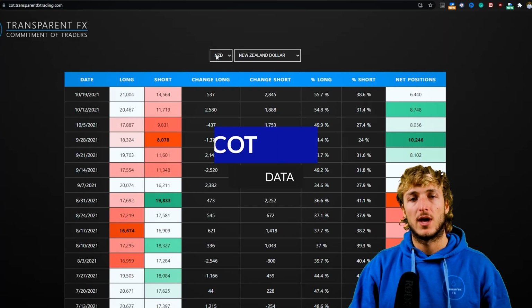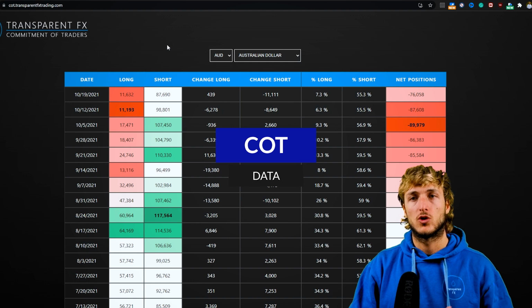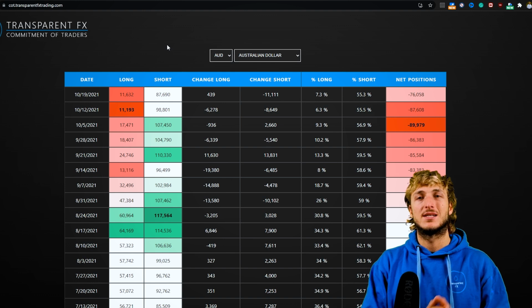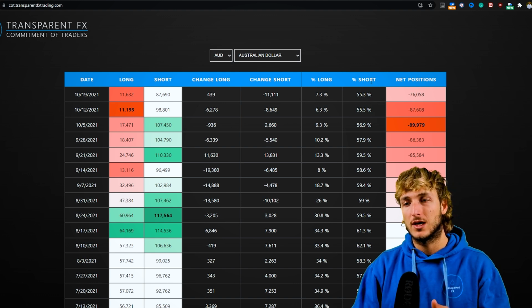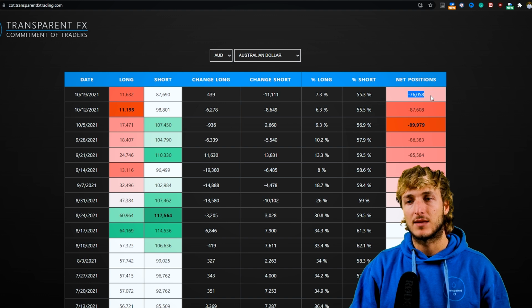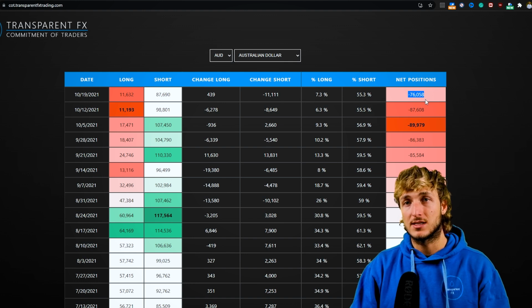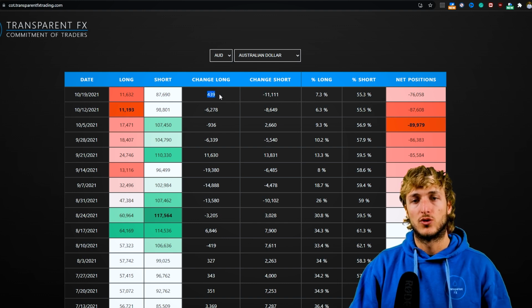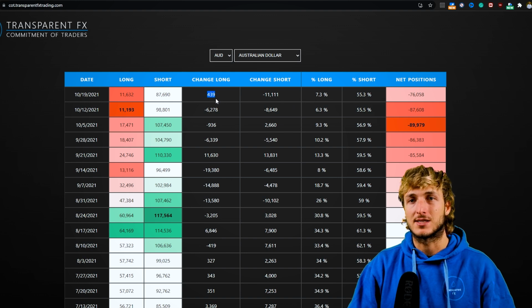Now, if we go and see what we have from a COT perspective, so commitment of traders, which is what hedge funds and the non-commercials, so the biggest speculators in the market are doing, what we can see is that lately net positions have been increasing. We went from having minus 89.9k net positions up to having minus 76k net positions. So even though in the long term, AUD is definitely still bearish, in the short term, we are seeing strength with 11.1k shorts closed with the last report and 439 longs getting opened.